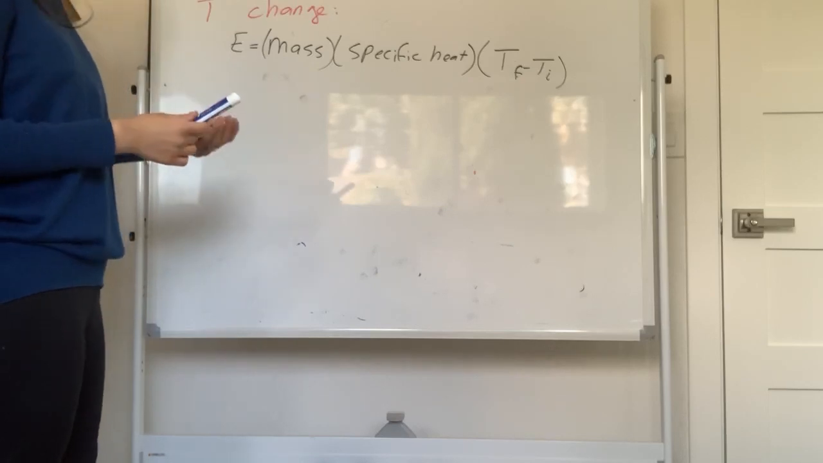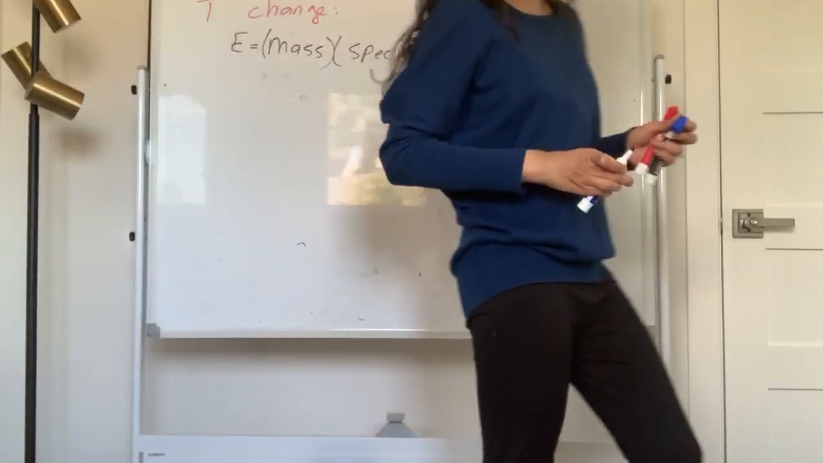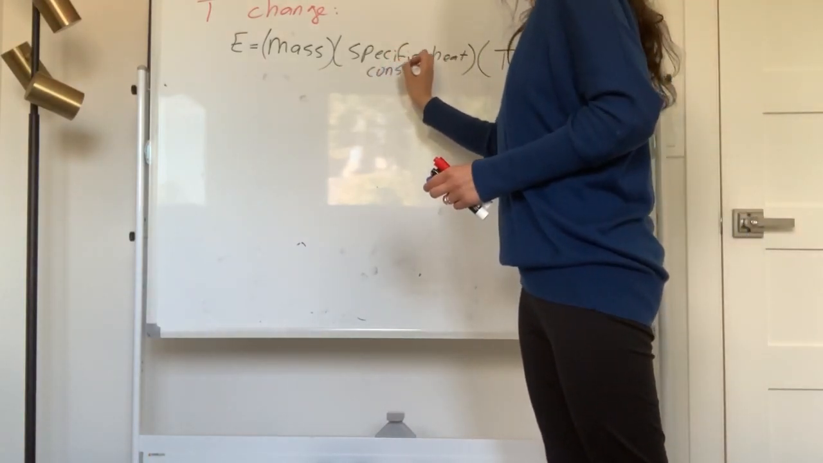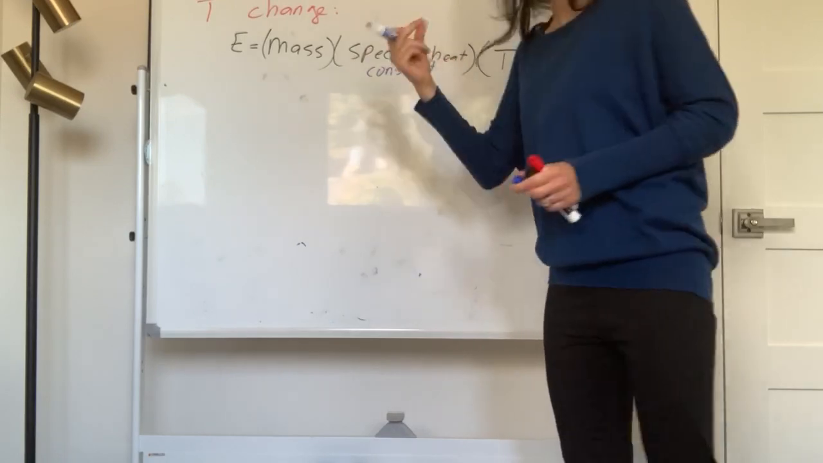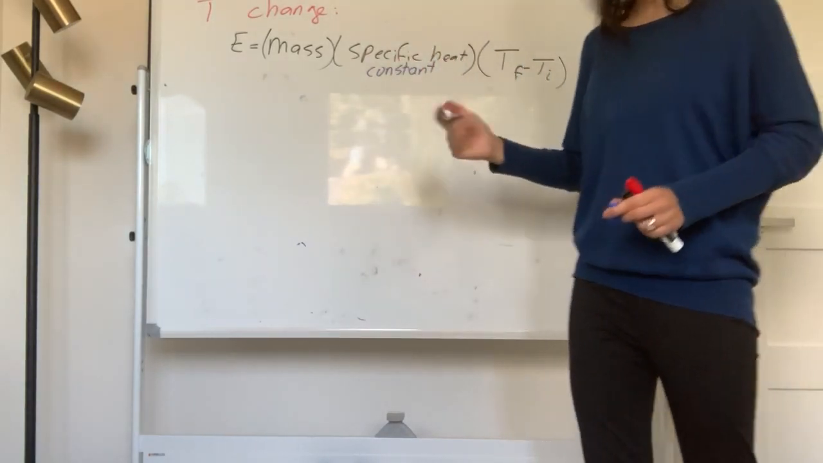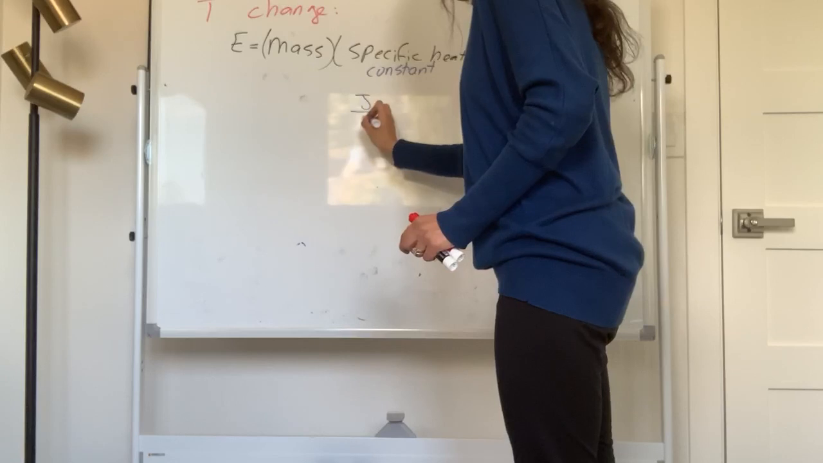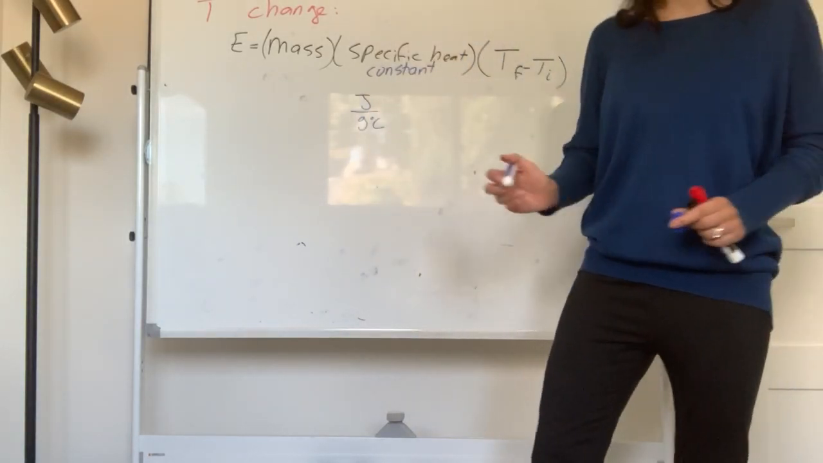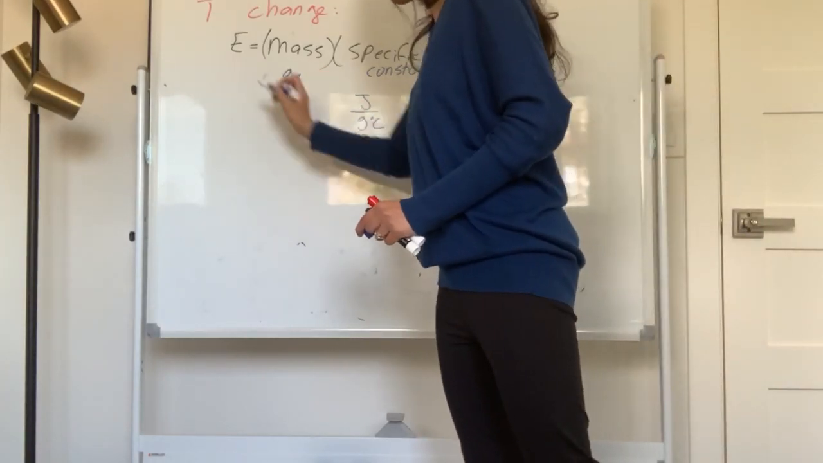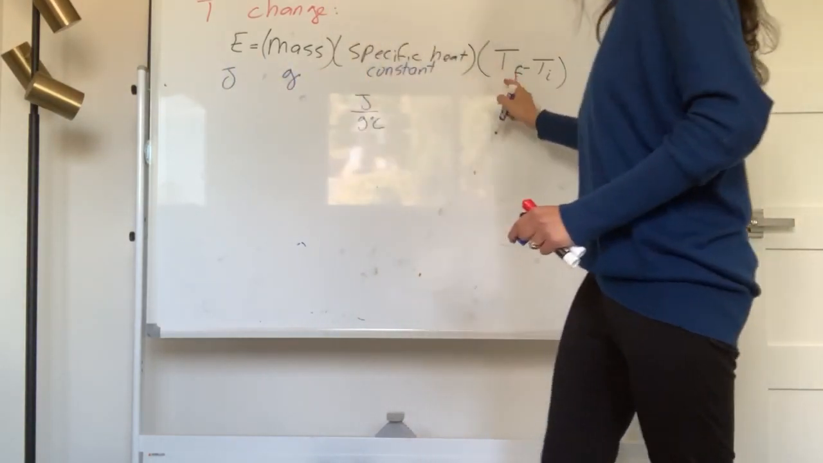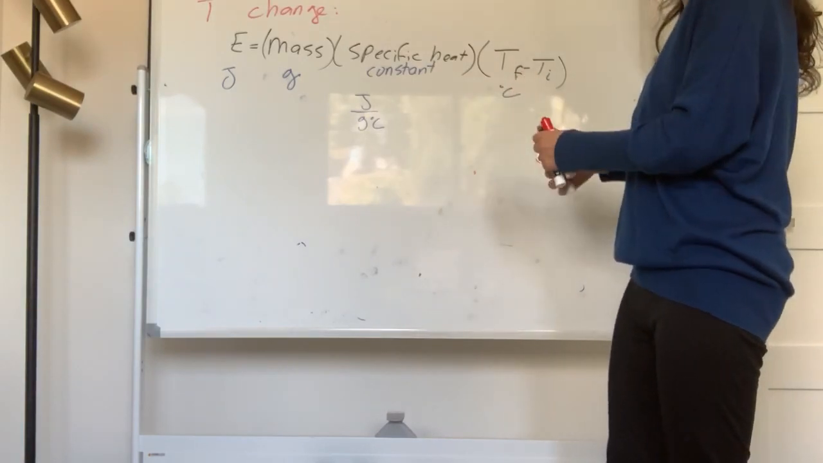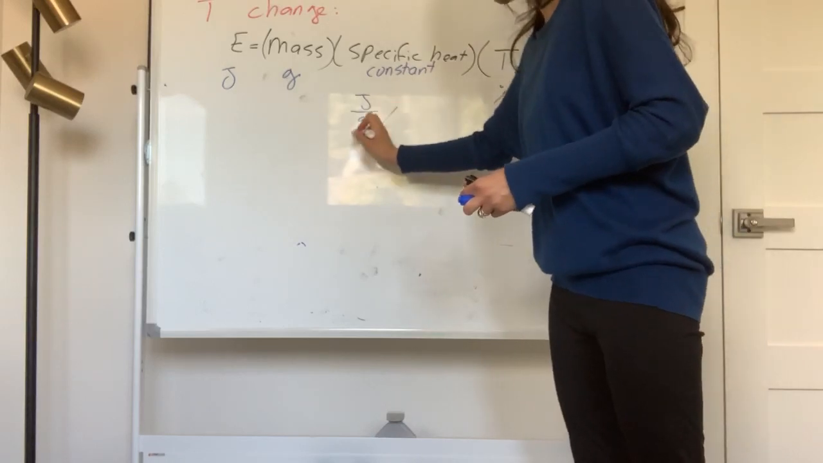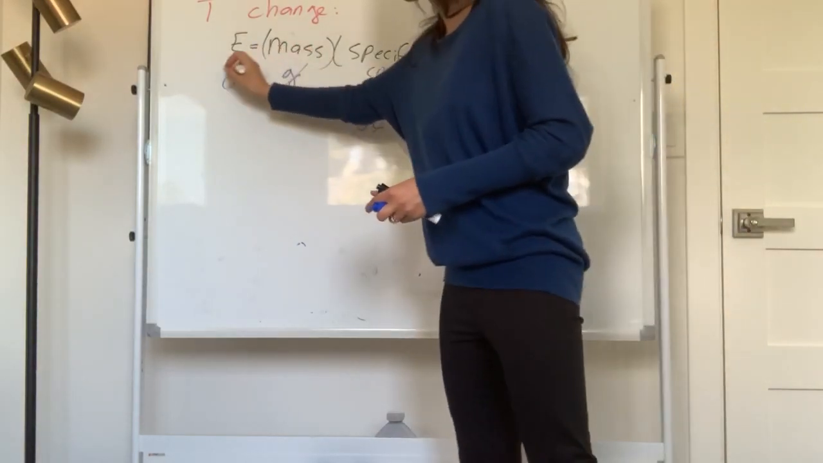Now, specific heat is a constant that I will talk about in a second. And the constant will dictate your unit, right? Usually, they're in joules over gram degrees Celsius. If that's the case, then the mass has to be in grams, the energy will be in joules, and the temperature will be in degrees Celsius, right? Because in that case, the degrees Celsius can cancel out, the grams can cancel out, and I can end up with joules.